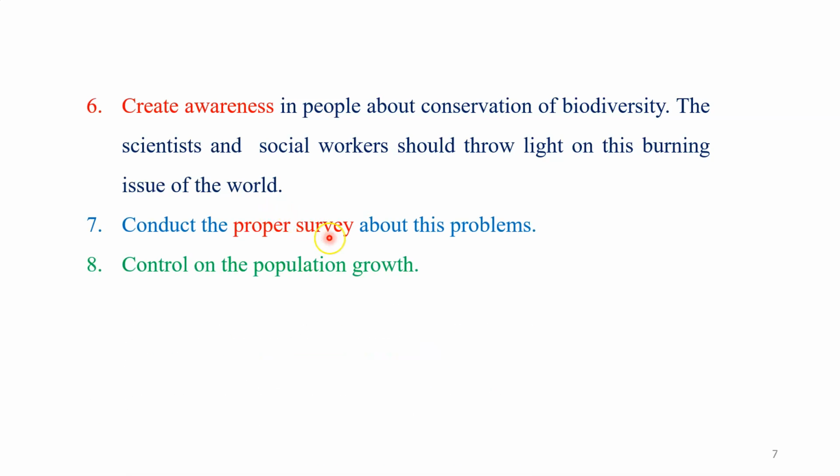Next one is to conduct a proper survey about this problem. Dear student, this is very important. Government and NGOs should work together and conduct various surveys which will help in finding out which states or areas are losing biodiversity. If we are able to identify these problematic regions, then to some extent we can take various measures to protect our present biodiversity.